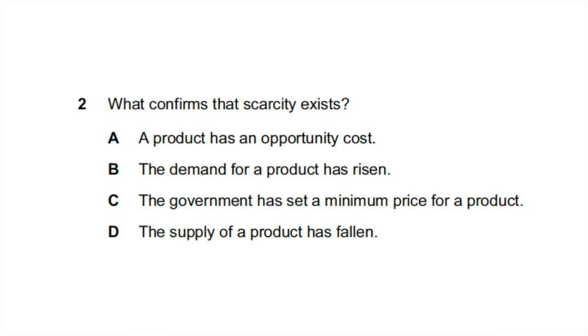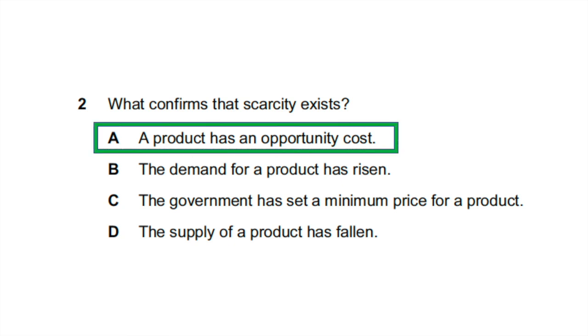Question 2. What confirms that scarcity exists? Scarcity exists because wants are unlimited and resources are finite. If a product has an opportunity cost, that means an alternative was foregone. This indicates that a choice was made, meaning a resource was limited and therefore scarcity exists. The correct answer would be A.